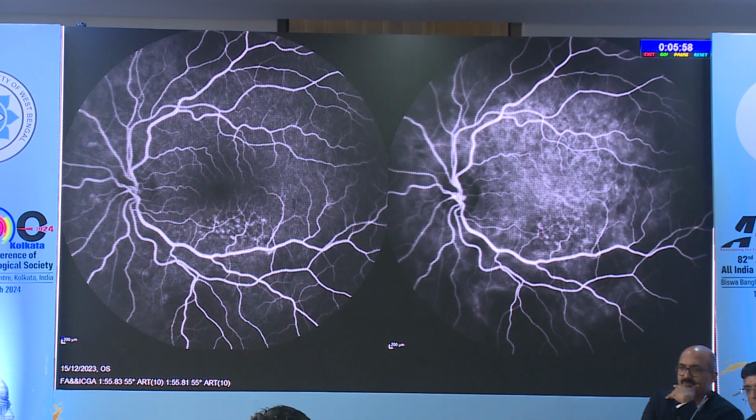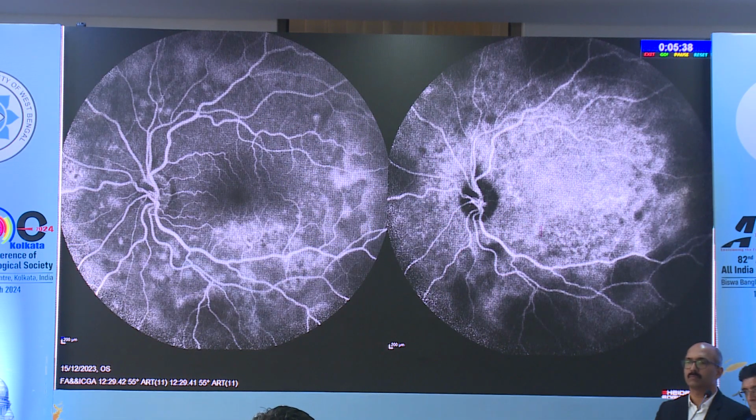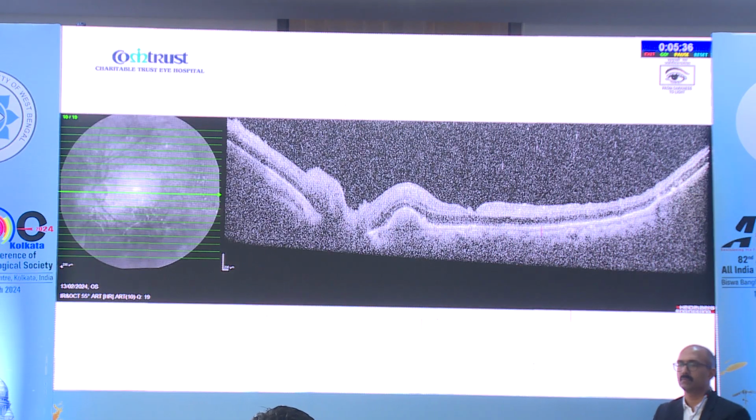Here an ICG and FFA was done, but this was done in a Heidelberg machine. Here you can see there is some kind of hyperfluorescence in the early phase both on ICG as well as FFA, and late there is increase in hyperfluorescence, but on ICG you can see corresponding to those placoid lesions, blocked fluorescence, which tells you that the lesions are at a deeper level, sub-RPE probably, and OCT clearly tells us where exactly the lesion is located.